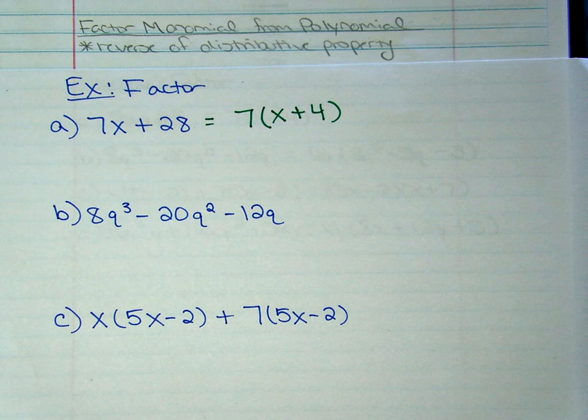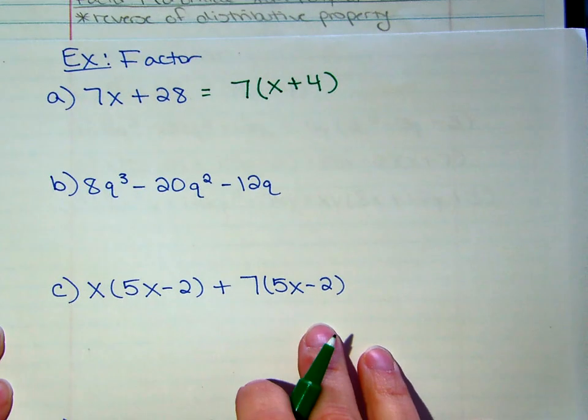All right, let's look at B. B, we have 8q to the third minus 20q squared minus 12q. So each of these terms has a numerical part and a variable part. So look at it just like we were factoring and finding the greatest common factor a minute ago. Do the number part first, then do the variable. So if I look at the numbers 8 and 20 and 12, what do those all have in common? 4. They do all have a 4. So that will be the number that I pull out front.